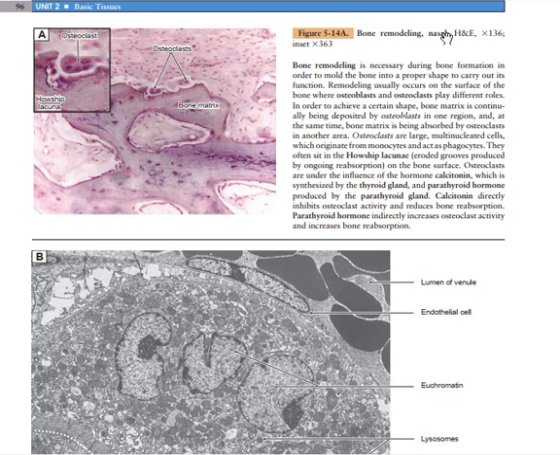The next thing is bone remodeling. In bone remodeling, the main cells involved are osteoclasts and osteoblasts. The osteoclast is under the influence of the hormone calcitonin, which is secreted by the thyroid gland, and the parathyroid hormone, which is produced by the parathyroid gland. Calcitonin directly affects the osteoclast and causes bone resorption, while parathyroid hormone indirectly affects the osteoclast. So this is how bone resorption occurs.